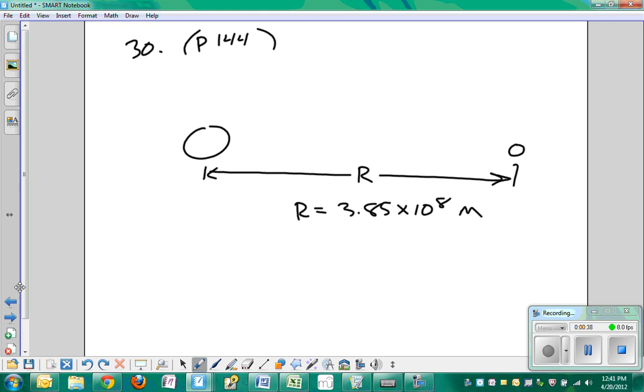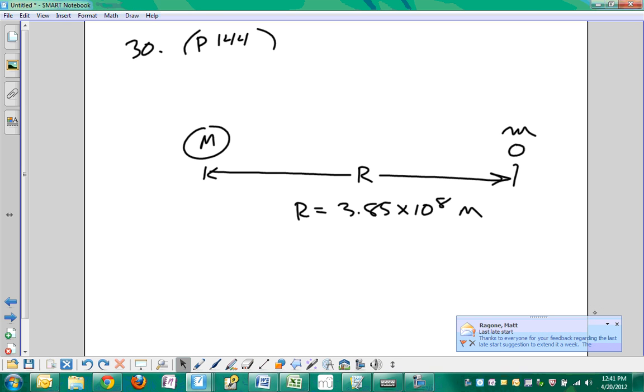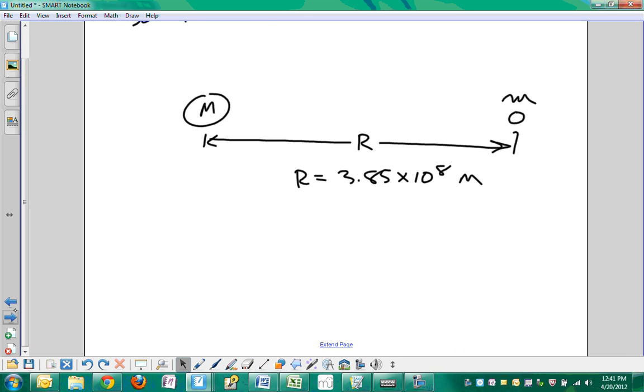All right, we know the mass of Earth, and over here we have the mass of the moon. But what can you tell me about the mass of the moon? It's irrelevant. It is irrelevant, okay?